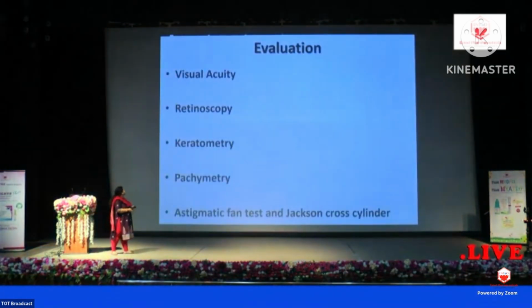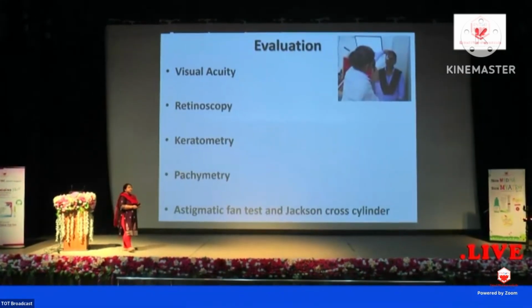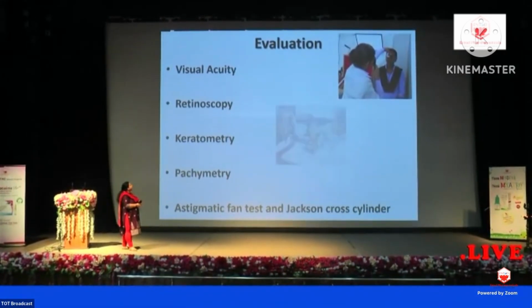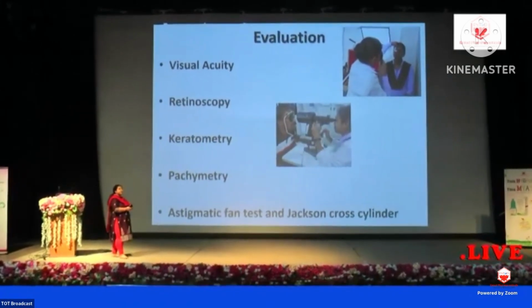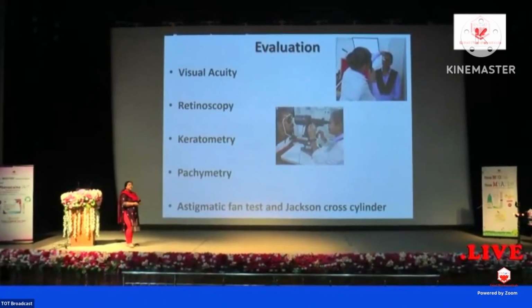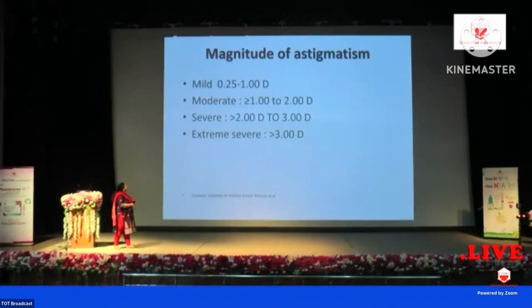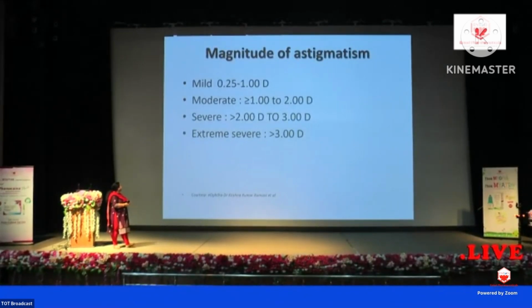On evaluation, we have to look for visual acuity, retinoscopy to assess the axis of astigmatism, keratometry to assess the curvature of cornea on different axes, pachymetry to know the thickness of cornea, astigmatic fan test, and cross cylinder to identify the axis and power of astigmatism. Magnitude of astigmatism is classified as mild, moderate, severe, and extreme severe according to Dr. Krishna Kumar Ramani et al.